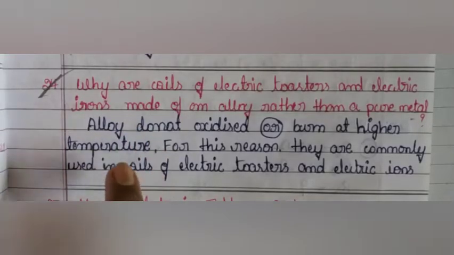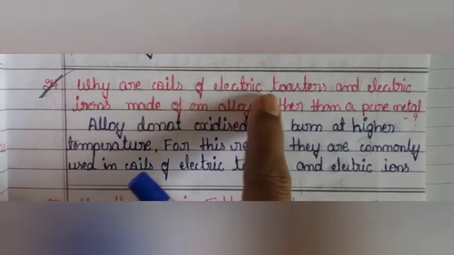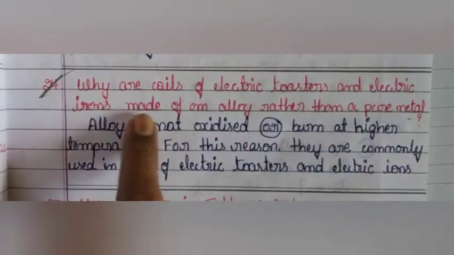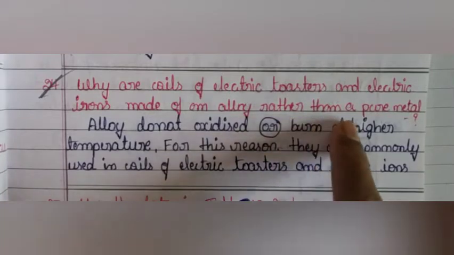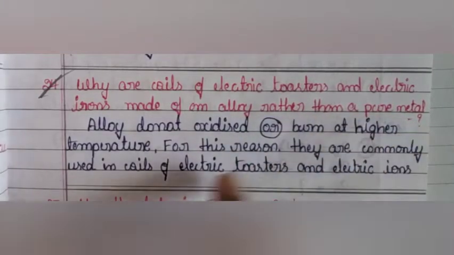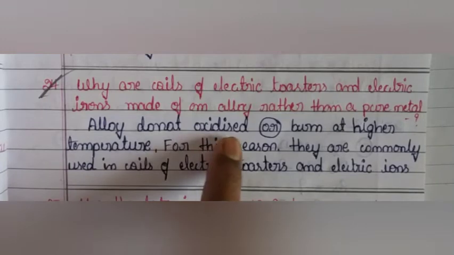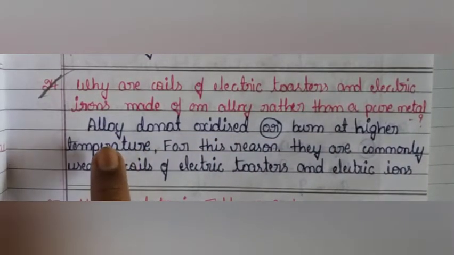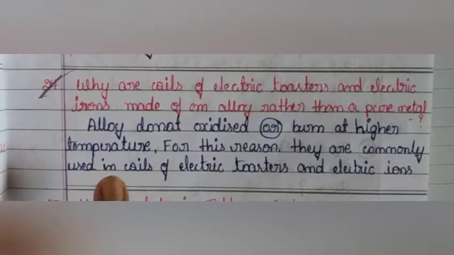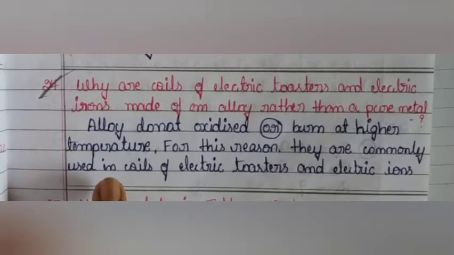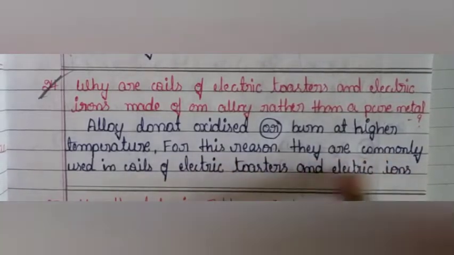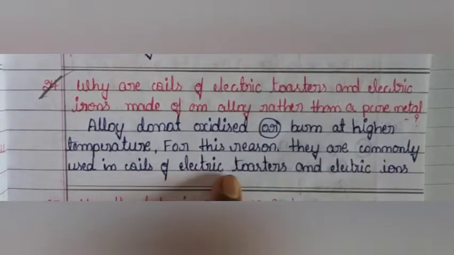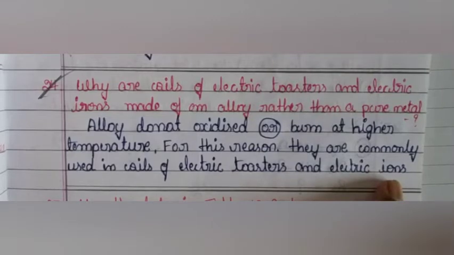Fourth question of your in-text. Why are the coils of an electric toaster and electric iron made of an alloy rather than a pure metal? Alloys do not oxidize or burn at higher temperature. Look at, children, alloys are very good conductors of electricity and do not oxidize or burn even at very high temperature. For this reason, they are commonly used in the coils of electric toasters and electric iron boxes.